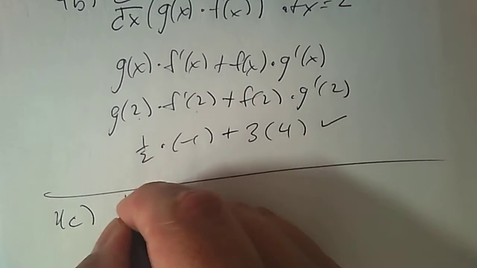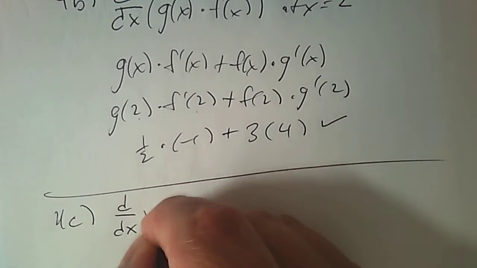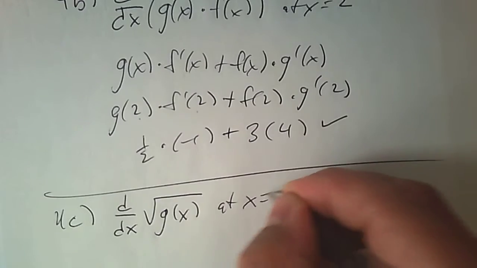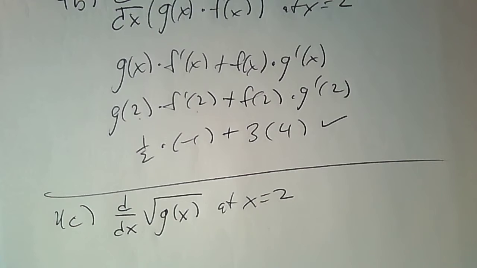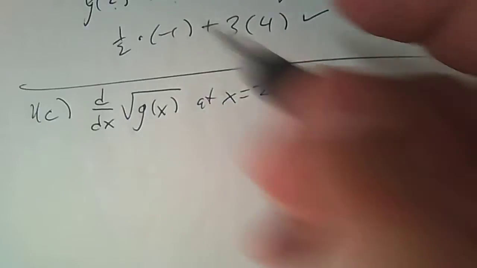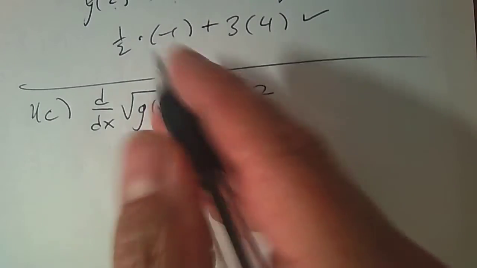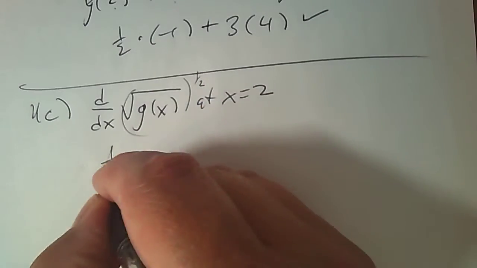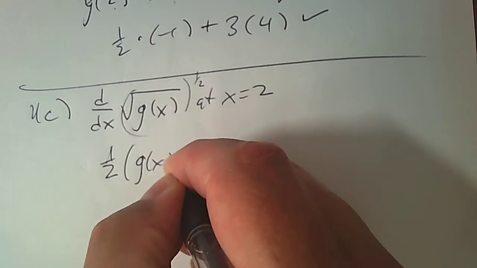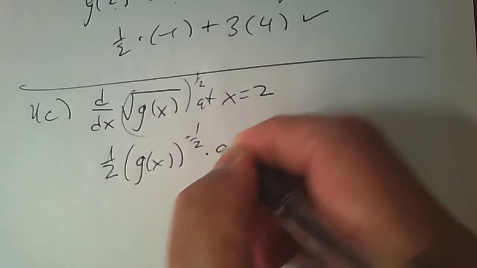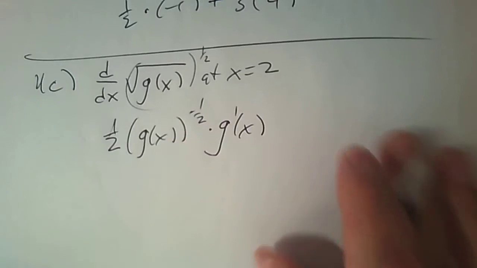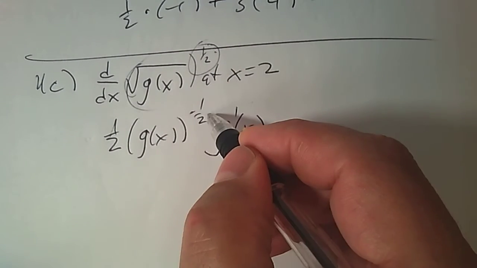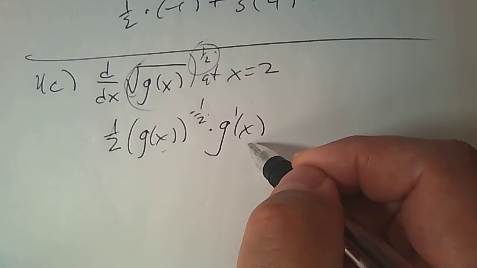In 4c, you have the derivative, and it's the square root of g at x equals 2. So first step is, do you know how to take the derivative here? Obviously think of this as to the exponent 1/2. What would the derivative look like? So it's 1/2 g at x to the negative 1/2 times the hook inside, which is the derivative of g.